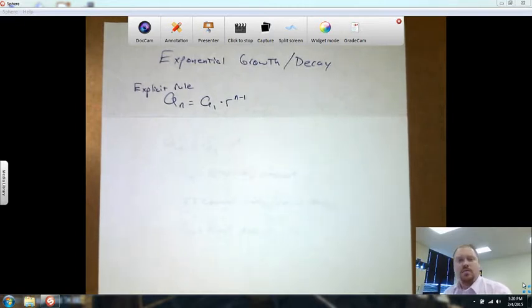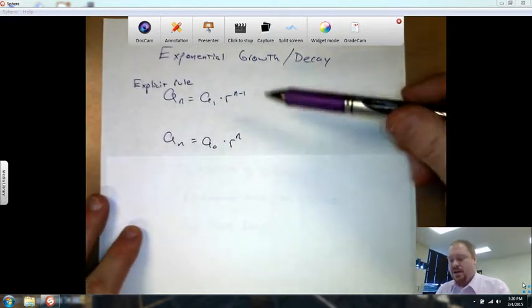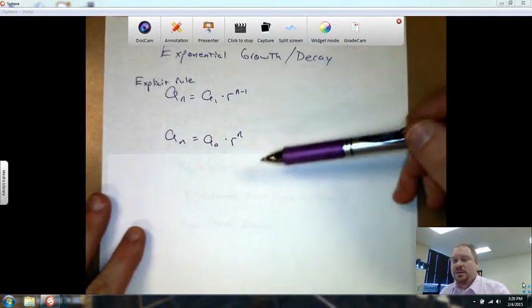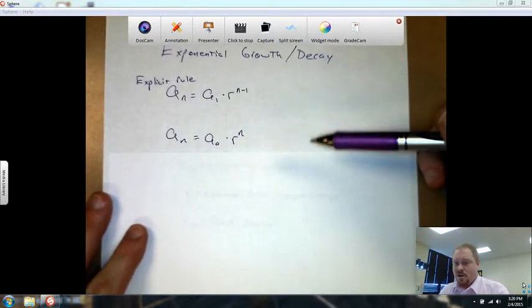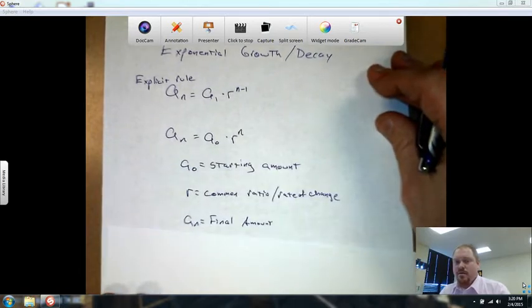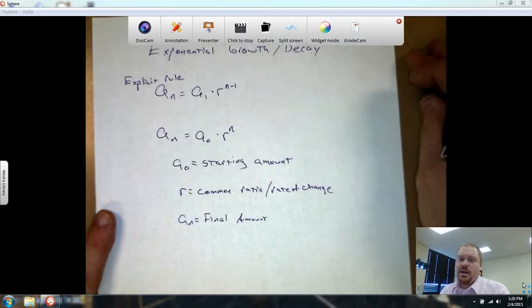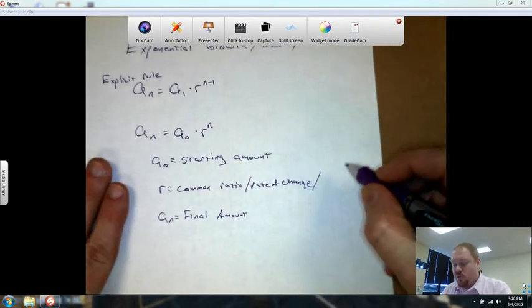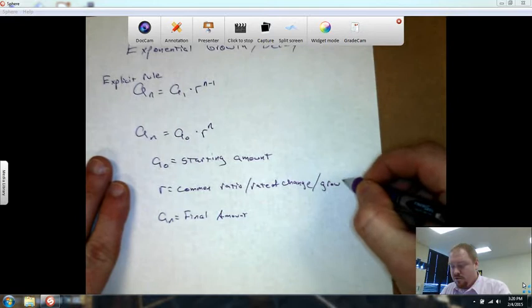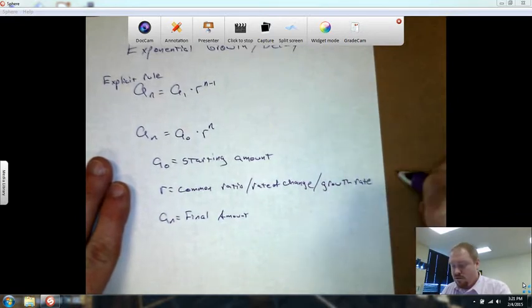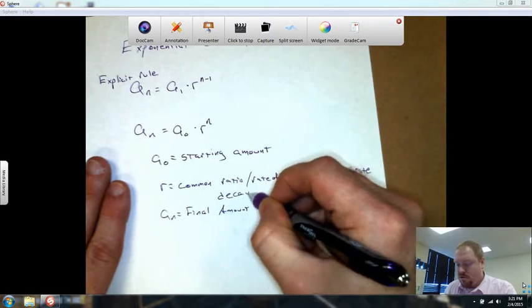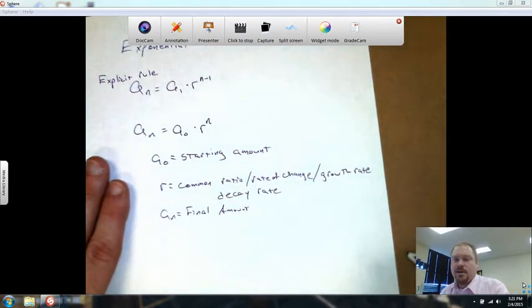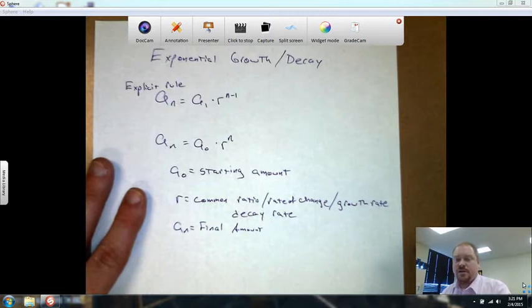So, when that happens, we have this different rule. It's a sub n equals a sub 0 times r to the n, where a sub 0 is the starting amount, r is the common ratio or the rate of change, also known as the growth or decay rate, and a sub n is the final amount.